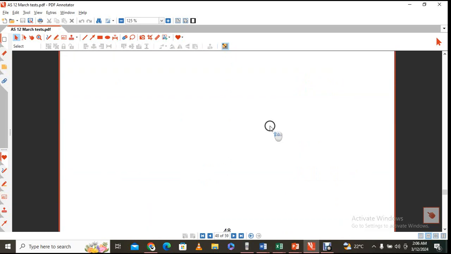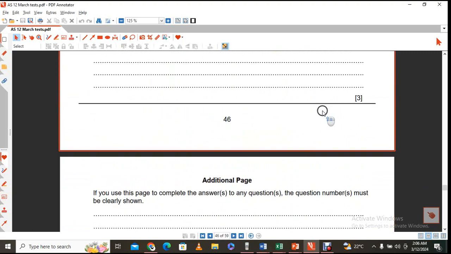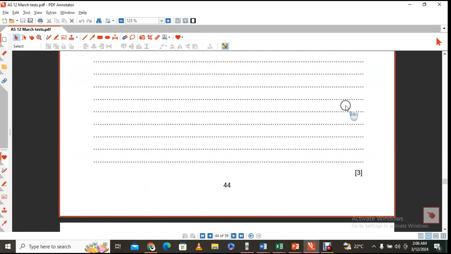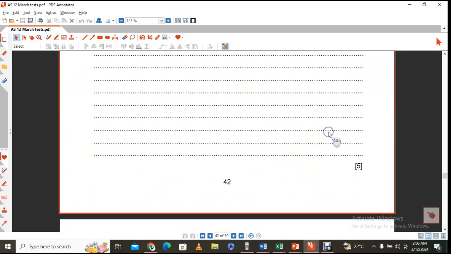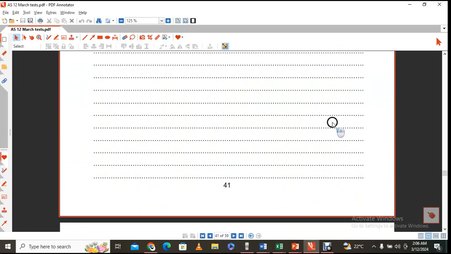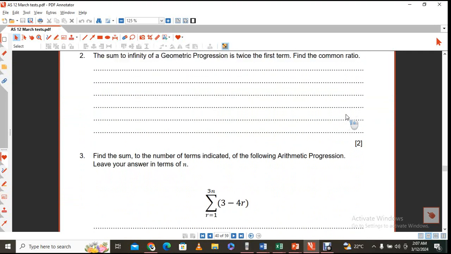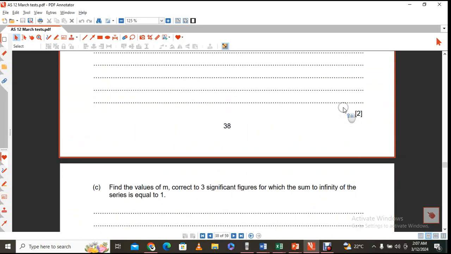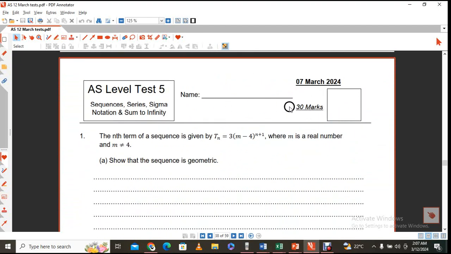Tomorrow, I'll be looking at my fifth test that I have given to the AS level students. That fifth test, again, by request, I can provide you with the document. Let me just scroll to it. The fifth test has to do with sequences, series, as well as sigma notation and sum to infinity. So this fifth test I'm going to do tomorrow, just so that you can have it. I gave this test on the 7th of March to the AS level students.